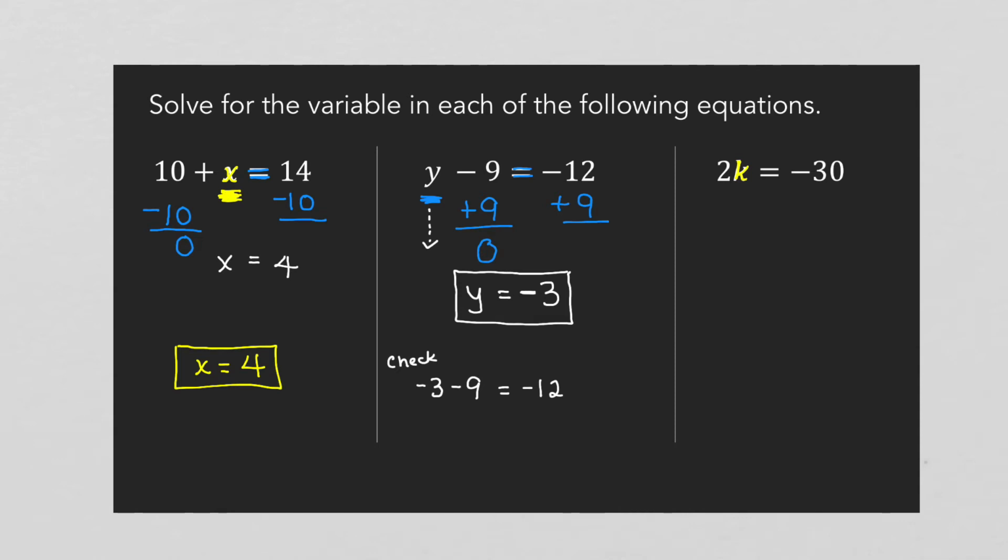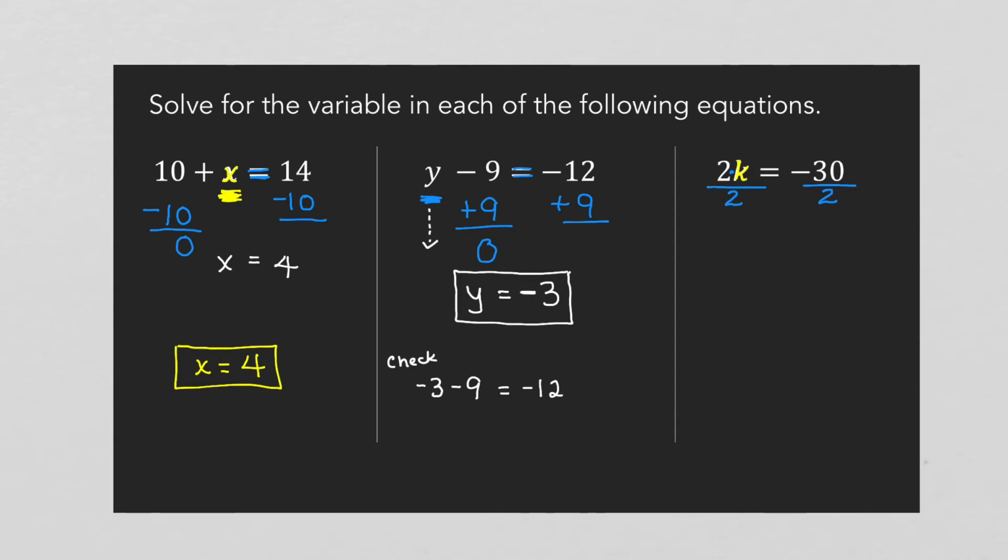In this equation, notice it's not 2 plus k, it's 2 times k. When the 2 is sitting directly next to k, it means multiplication. So if 2 times k equals something, in order to remove the 2 and isolate the k, I want to do the opposite operation of multiplication, in which case I want to divide. And the property of equality tells us whatever we do to the left side, we must also do to the right side. So I'm going to divide my right side.